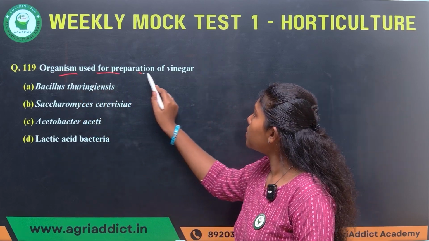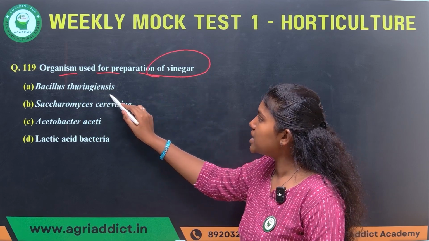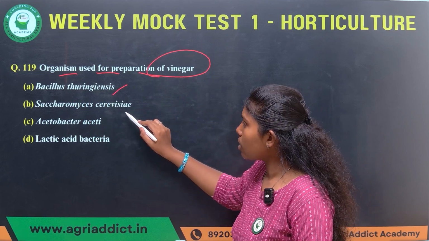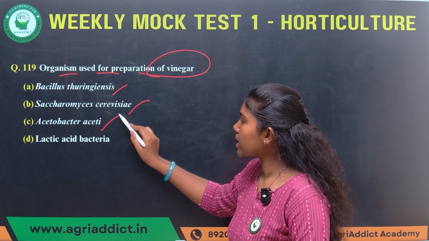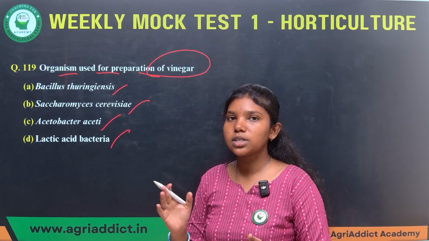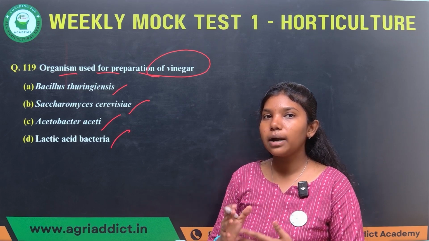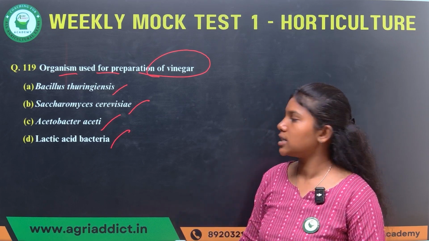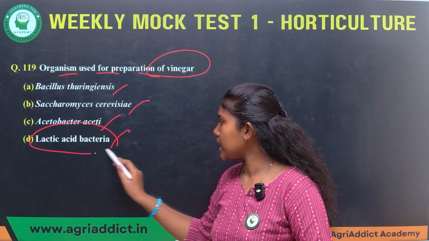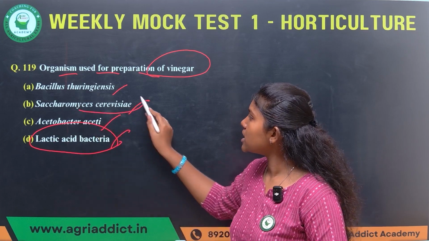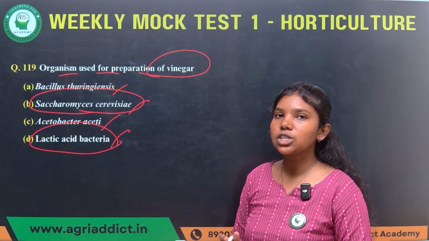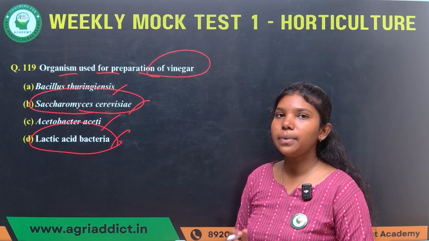Organism used for preparation of vinegar: Bacillus thuringiensis, Saccharomyces cerevisiae, Acetobacter aceti. One of these four options given is the microorganism used in the fermentation of vinegar. That organism is Acetobacter aceti, whereas Saccharomyces cerevisiae is used in the fermentation of wine and is obtained from the peel of grapes.